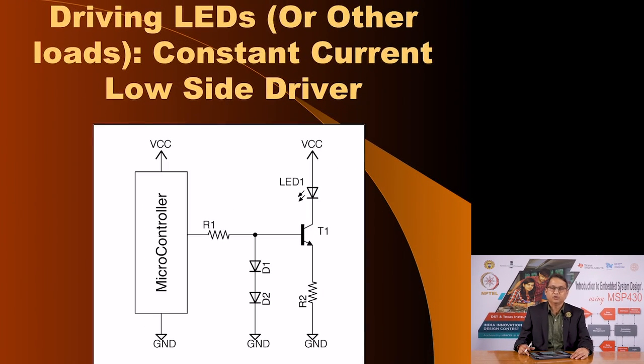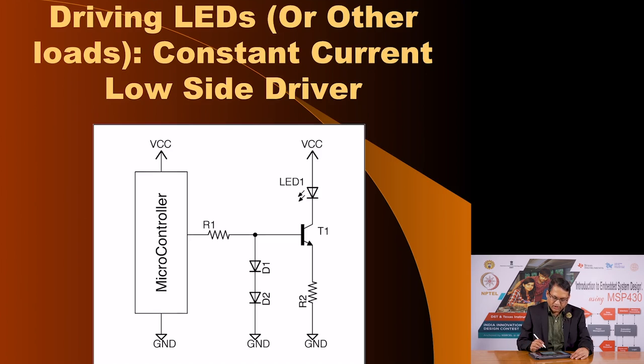So, let me show you a configuration where we can drive the LED with a constant current source, or current sink in this case, so that for the entire usable lifetime of the battery, it still provides a constant current. Here is the configuration. This is a constant current low side driver, which means this is a constant current sink because the current is sinking into the switch.